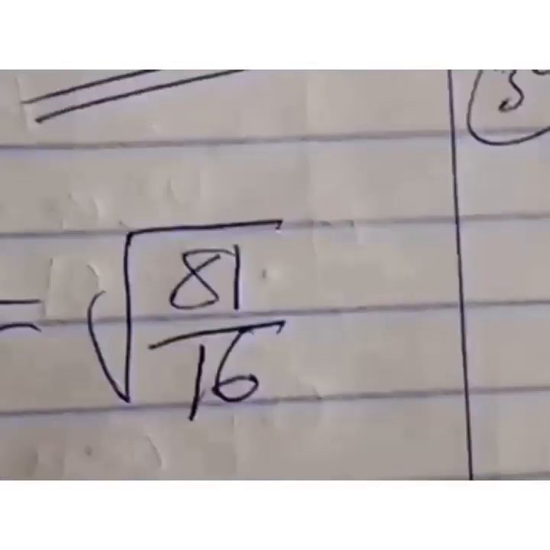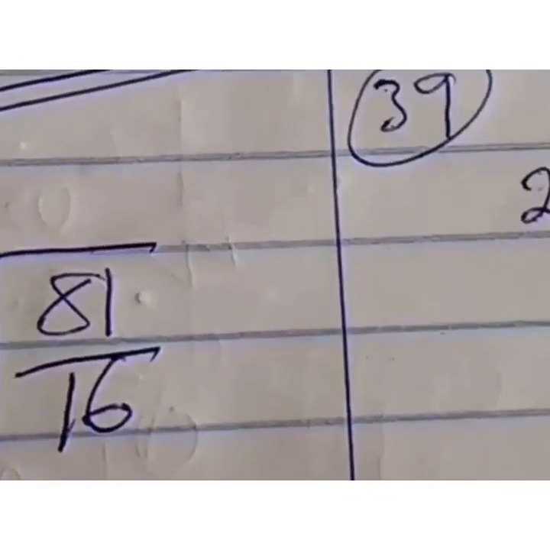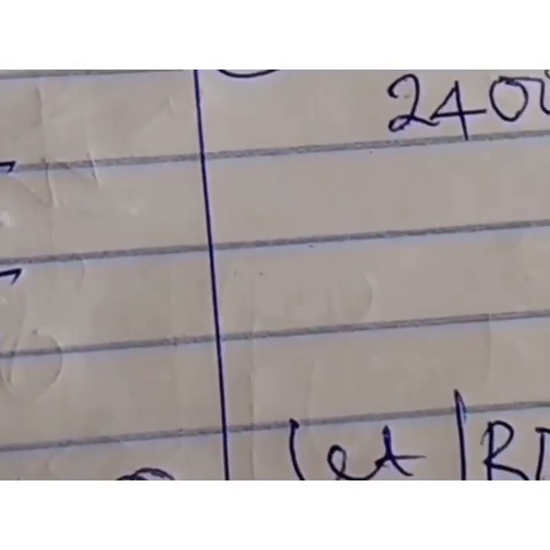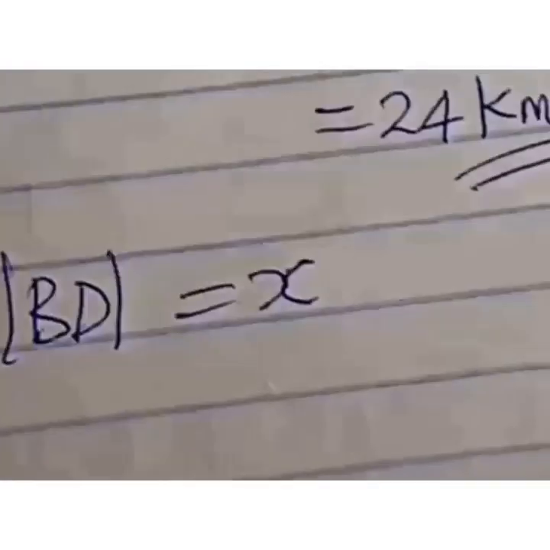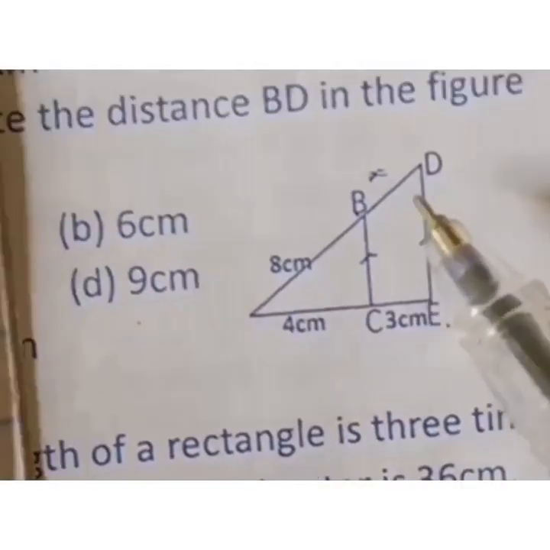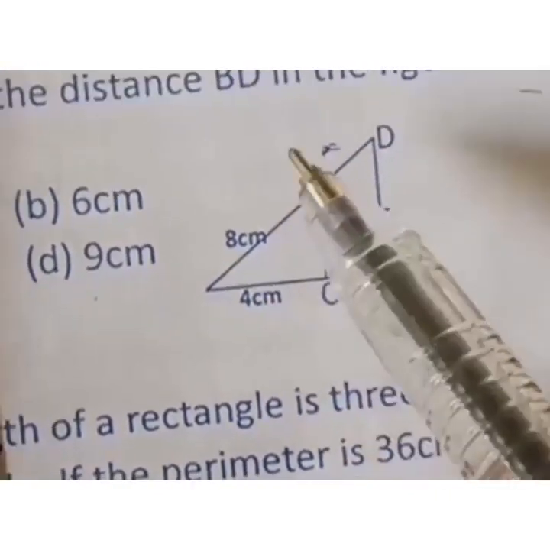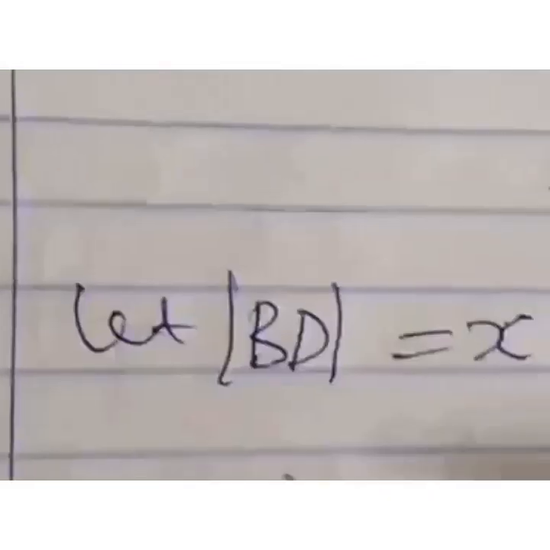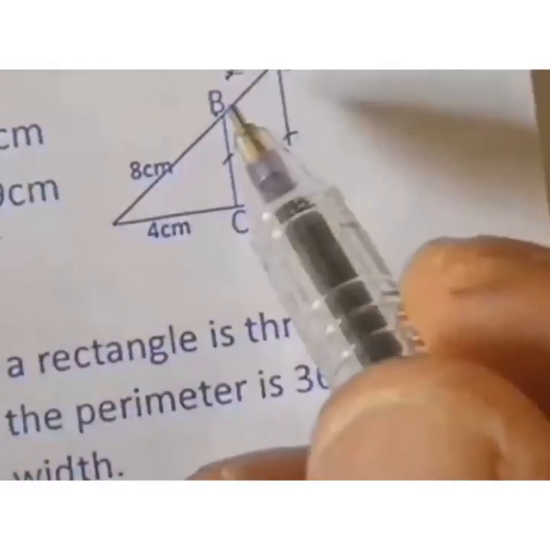Okay, if we say let BD, that is line BD, be equal to x. So if we call that place x, since they are similar shapes, we simply say 8/4. If we call this line BD, from B to D, x, we can now say that since they are similar shapes, 8/4 is equal to the next one, x/3.